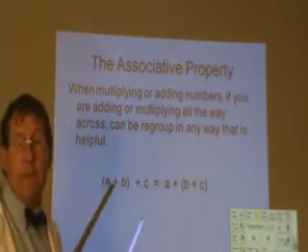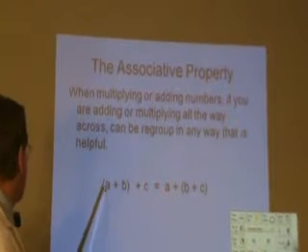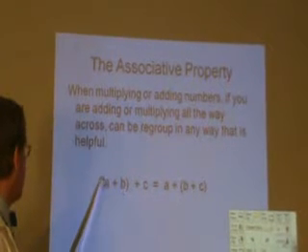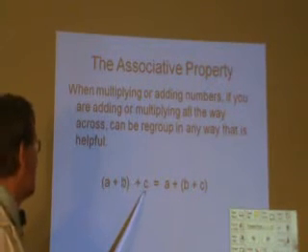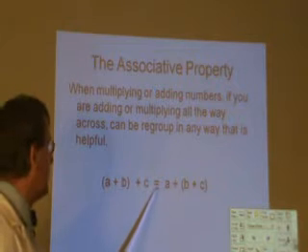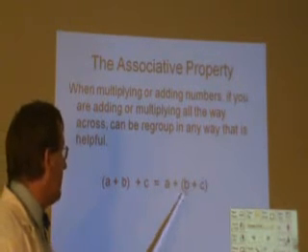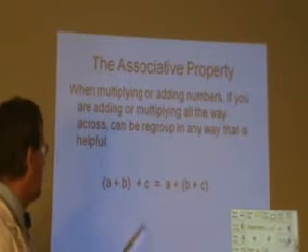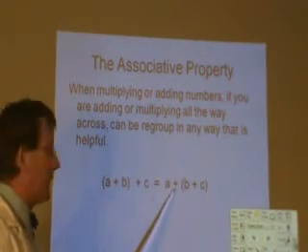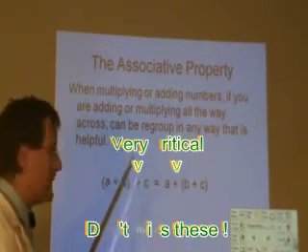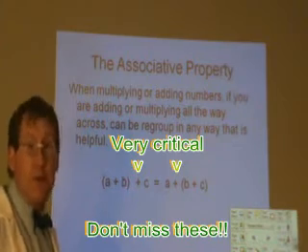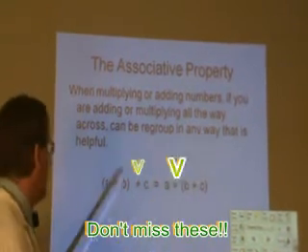In the symbols of mathematics, we can say this as A plus B, grouped inside of parentheses, plus C is identical or equal to A plus the grouping B plus C. Notice the plus sign here and here though. That's critical. If that's not there, you have to use a different rule called the distributive property, which we will get to in a moment.